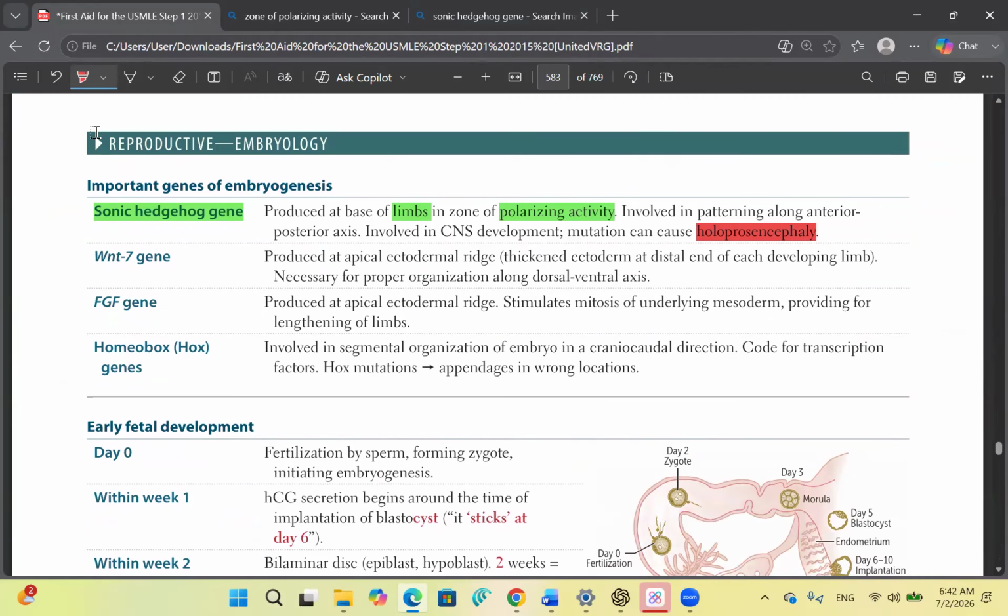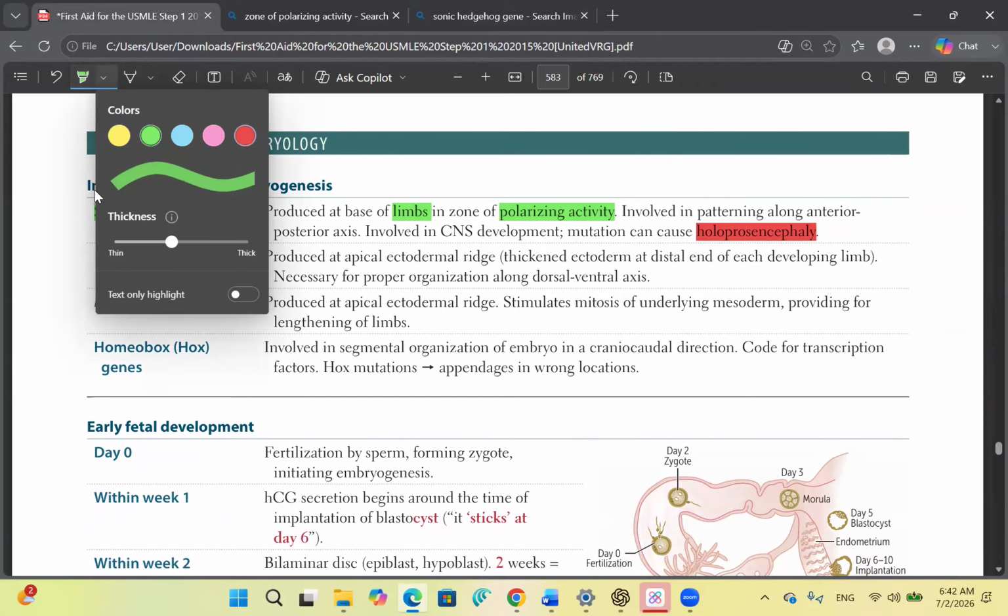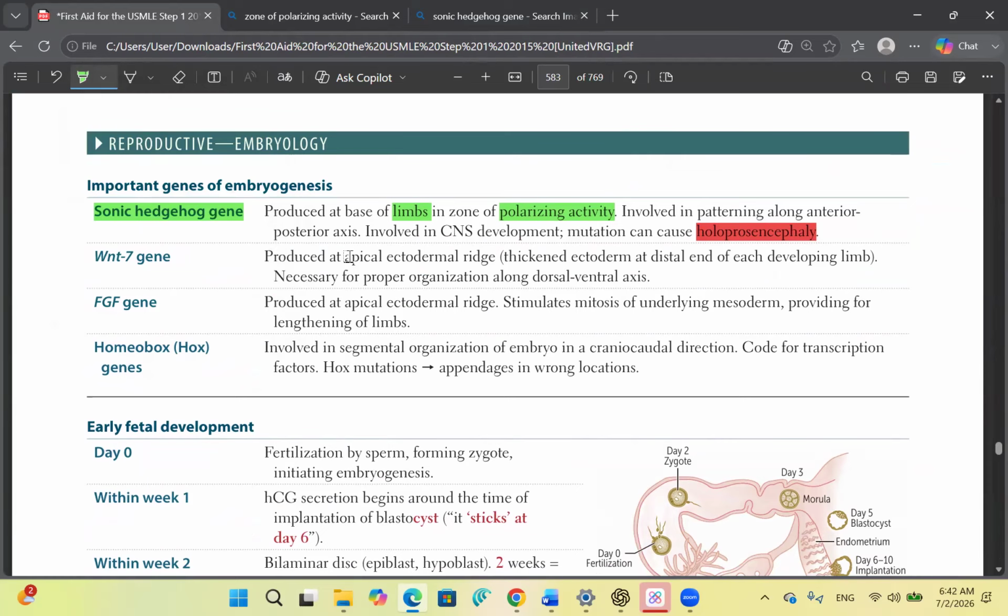Next is the WNT7 gene, produced at the apical ectodermal ridge, a specialized ectoderm at the distal end of each developing limb, necessary for proper organization of the dorsal ventral axis. So it is produced at the apical ectodermal ridge, and it is important for the dorsal ventral axis. Then we have the FGF gene, produced again at the apical ectodermal ridge, stimulates mitosis of underlying mesoderm, providing for lengthening of limbs. This is all about limbs, kind of.